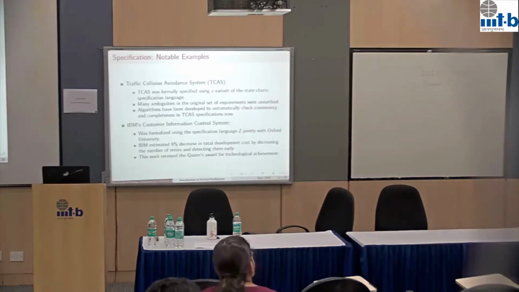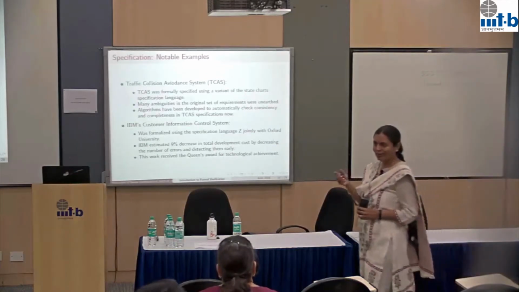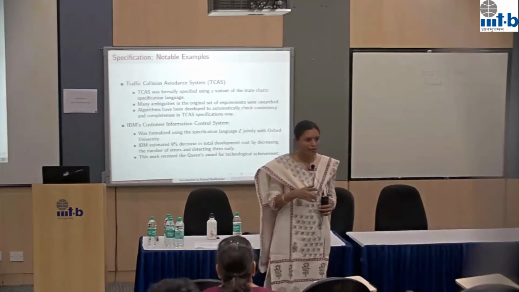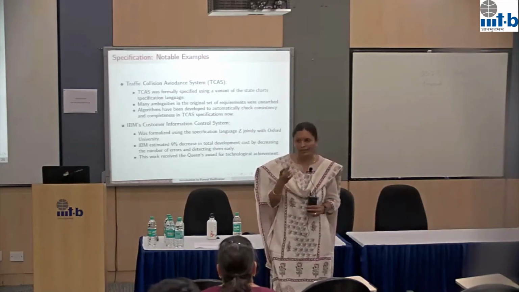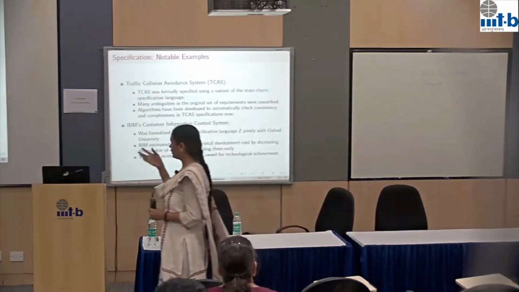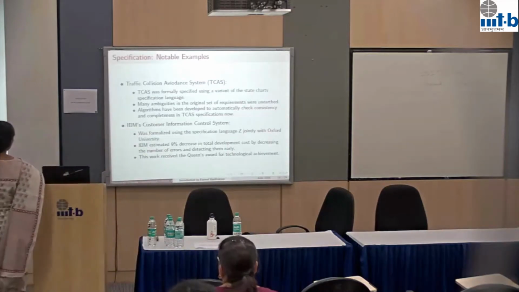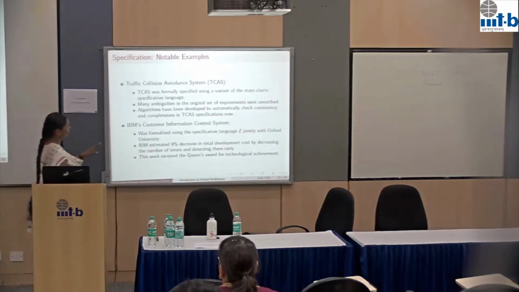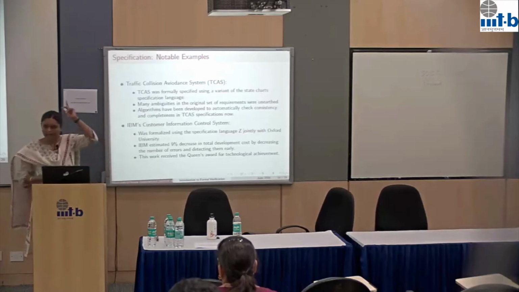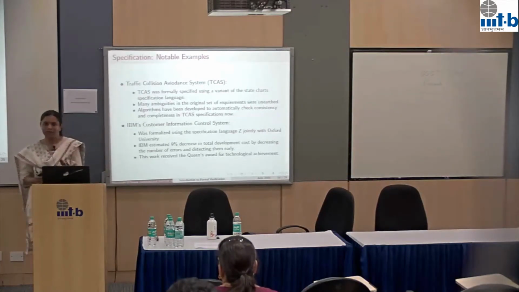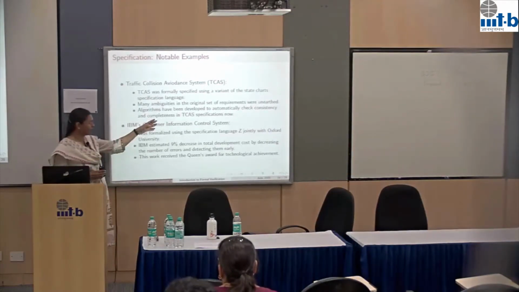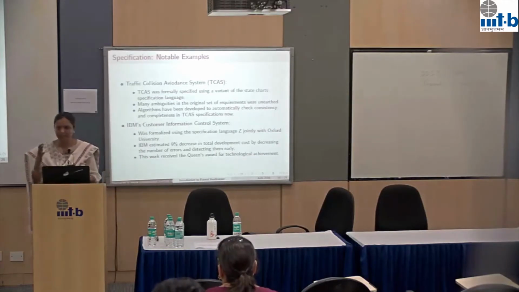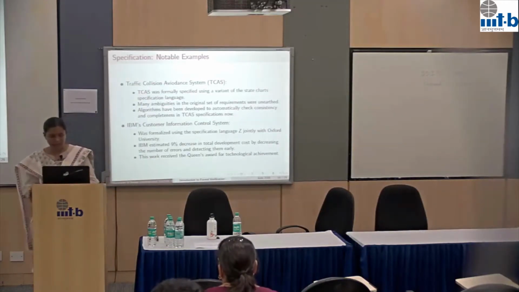So TCAS was specified using something called state charts. You might have heard of state charts, the UML language. It has formal semantics. It works a lot like a state machine. So this was done using state charts, and about 55% of the original set of requirements were found to be bad requirements. So just by writing it down in a formal language, they were able to prove this. And now they have developed algorithms for automatically checking consistency and completeness of requirements.